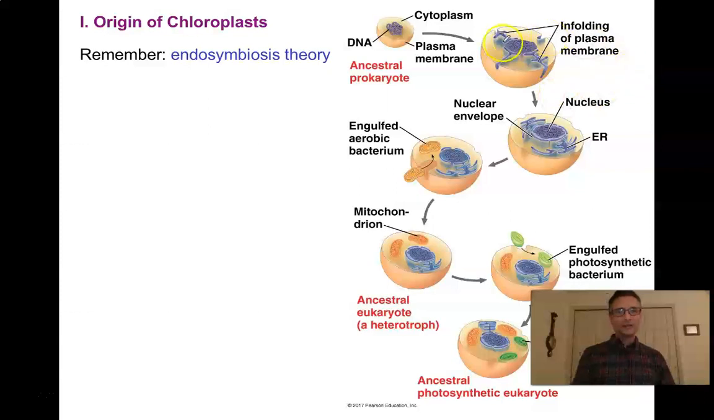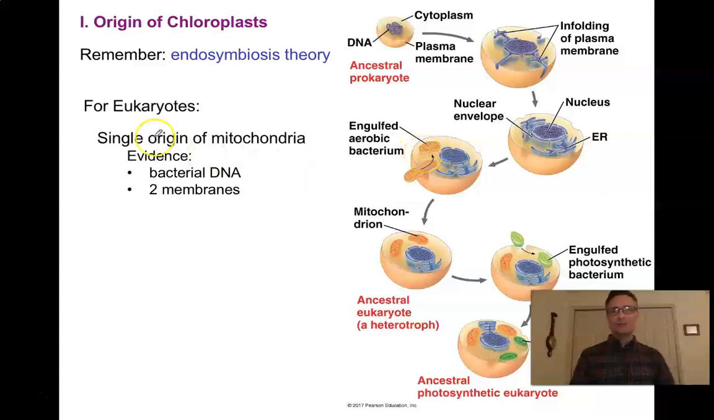So if we have a larger eukaryotic cell over here that engulfs some sort of bacterium over here, then this bacterium, if it does not get digested, will remain inside the cell and can even reproduce inside the cell, and this will become a mitochondrion.